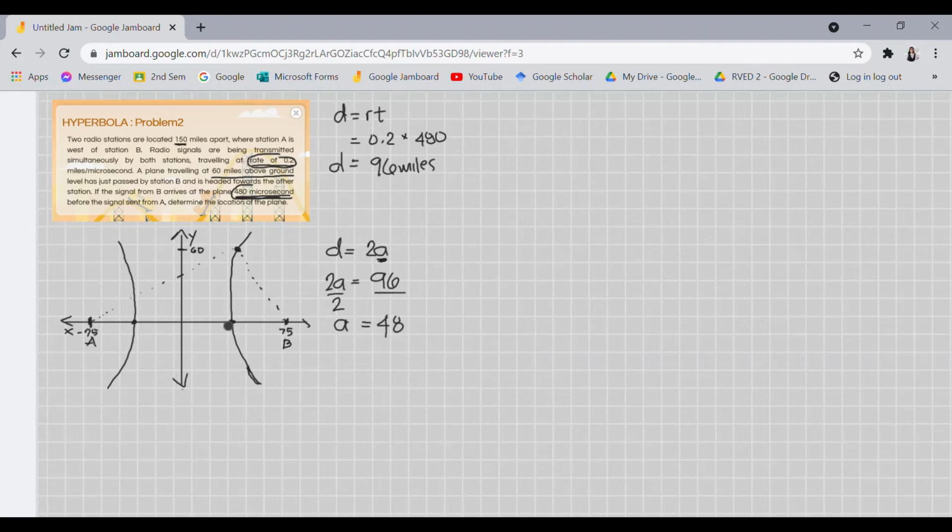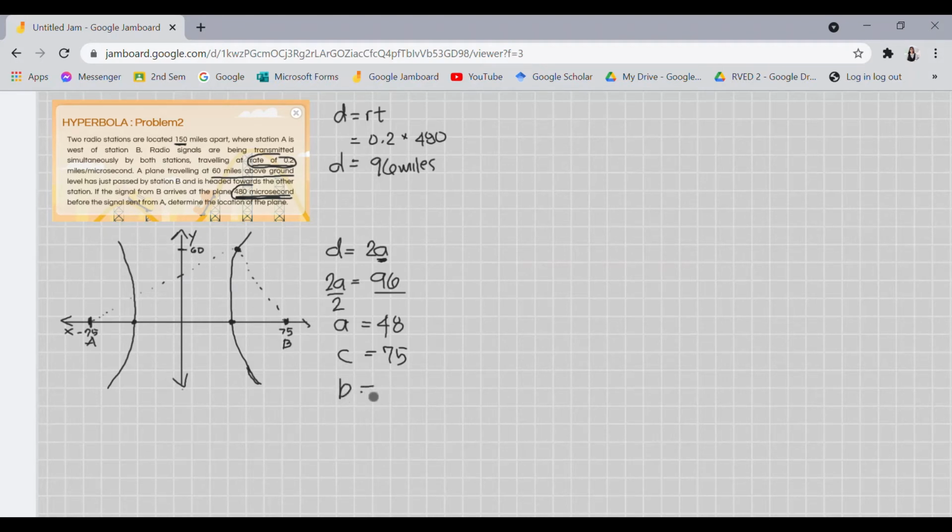So meaning, from the center, the distance of your vertices are 48 on the left side, 48 on the right side. The constant distance is 96 miles. So we have here A, and we can also use this point, this 75, as C, since A and C are collinear. So we have C as 75. One missing value here is the vertical one, which is our B.